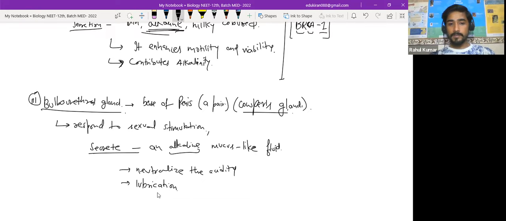For the penis, for intercourse, penis for intercourse.